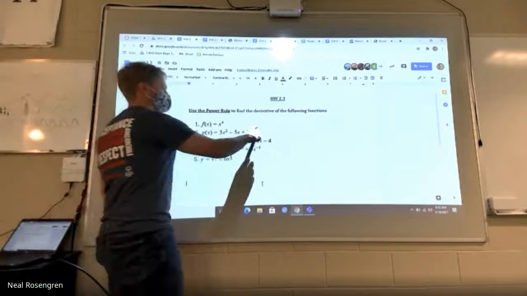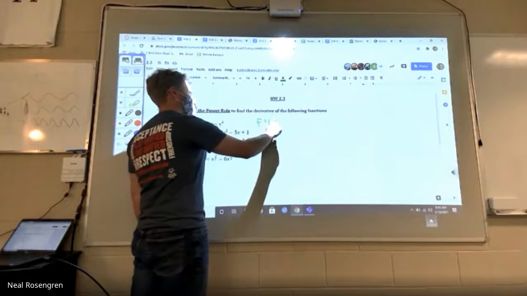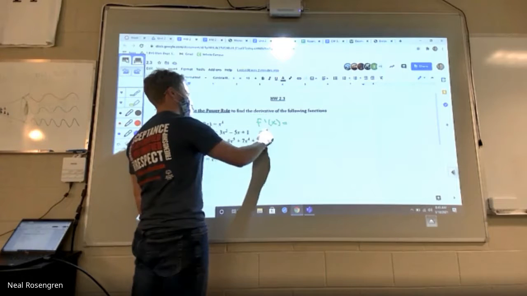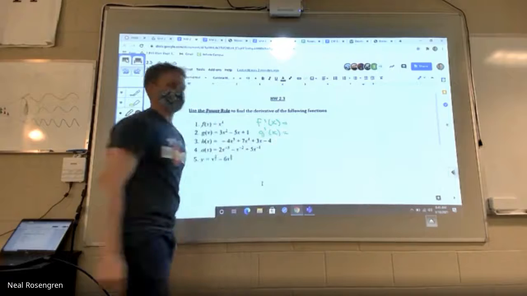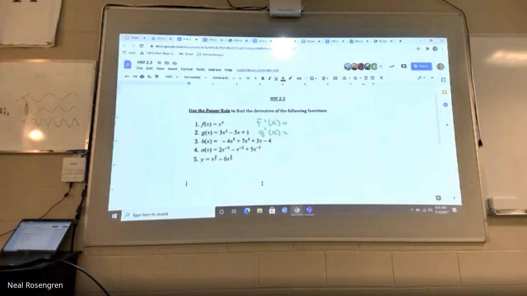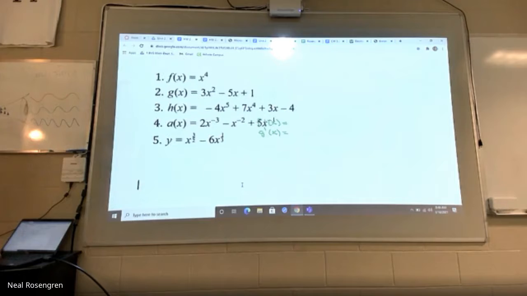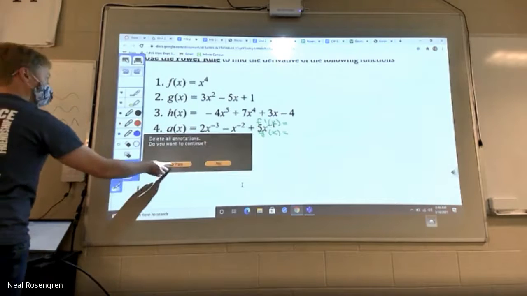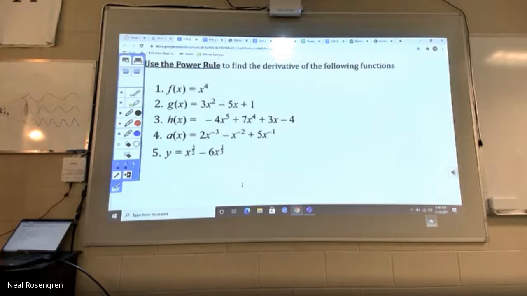Now, all of your work is just going to start off with f prime of x equals, g prime of x equals, and so on. Jumping right to the derivative. Let's see how we do. Use the power rule.